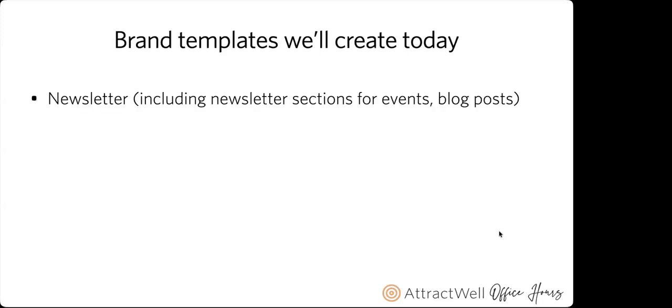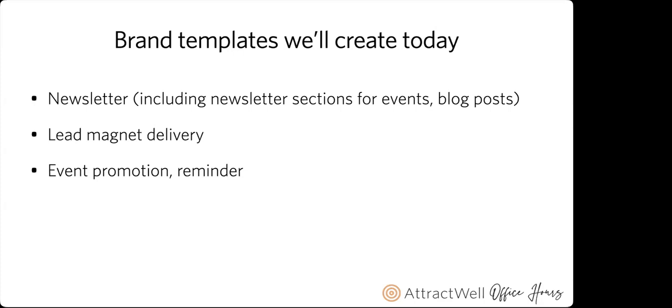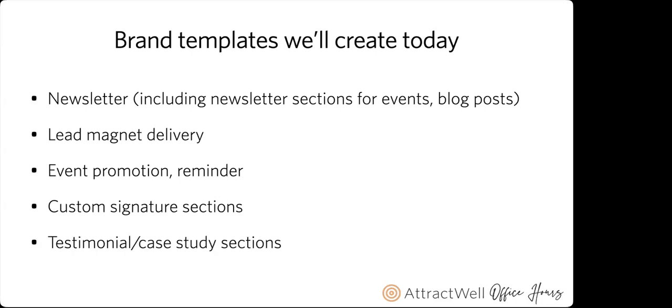So this is going to be first a newsletter, and this is going to include sections that you can reuse for things like upcoming events, maybe content that you're sharing, posts on your blog. Lead magnet delivery. So everybody who has a funnel has an initial email, a day zero email that we're sending out that actually provides the thing that we are offering. So we need an email that does that. If you have events, this is another great tool where you can have maybe an email that confirms, that promotes, that reminds, and then we could also look at some custom signature sections, maybe some testimonial and case study sections. All of these we can get into here today.